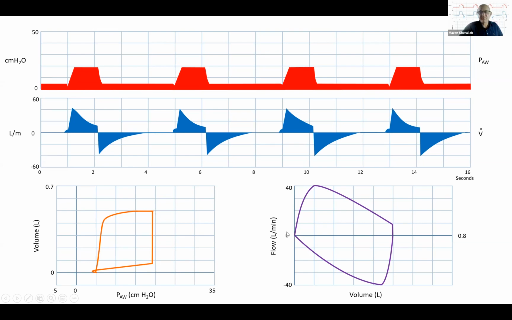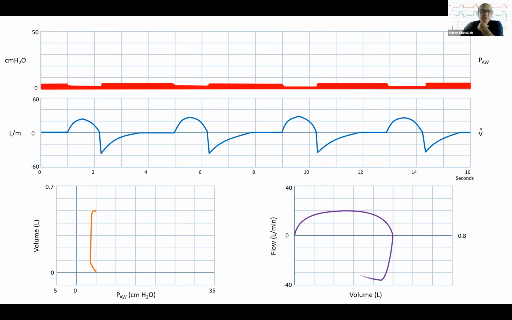In the flow over volume, you will see the same thing here, decreasing. Look at the point here. There is persistent flow at end of inspiration and then it goes all the way to expiration, and that's why it is cut all the way down here for expiration.